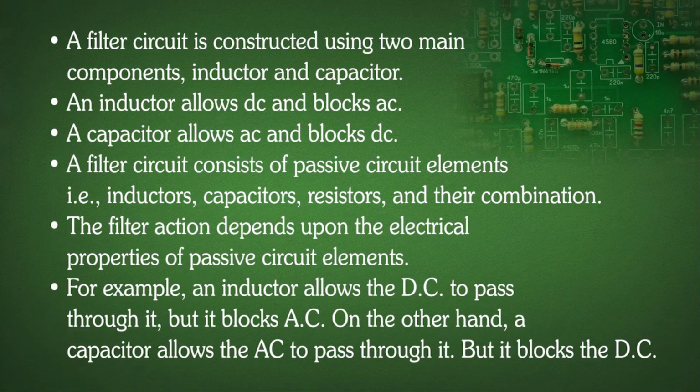A filter circuit consists of passive circuit elements, that is inductors, capacitors, resistors and their combinations. The filter action depends upon the electrical properties of passive circuit elements. For example, an inductor allows the DC to pass through it, but it blocks AC. On the other hand, a capacitor allows the AC to pass through it, but it blocks the DC. Now, let us study the different types of filters.